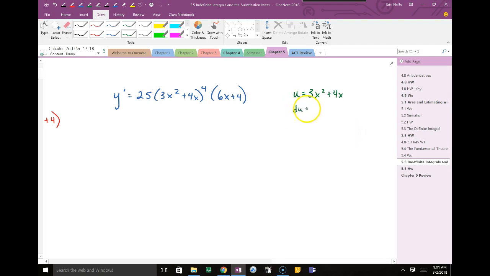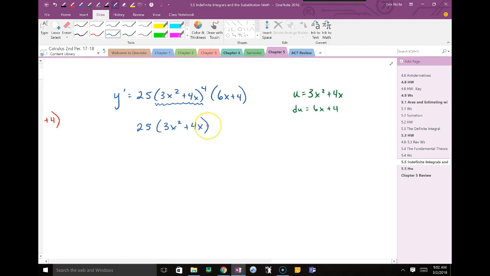Okay, so my derivative is 6x plus 4. So you can see that that's the hook-on factor, right? Yep, so all we're going to do is ignore the 25, and ignore the hook-on factor for a second, and integrate the quantity to the 4th power. With my basic rule, I'm going to start by adding 1 to the exponent.